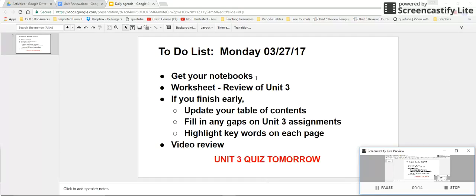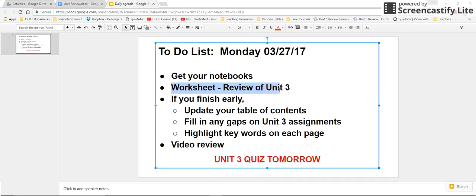I want you guys to start by getting your notebooks out of the cupboard, and then the substitute teacher is going to hand out a worksheet for you to work on today. It's a review of all of Newton's laws that we were working on last week. We'll have most of the hour to work on that. If you finish early, here are the things I want you to work on, okay?